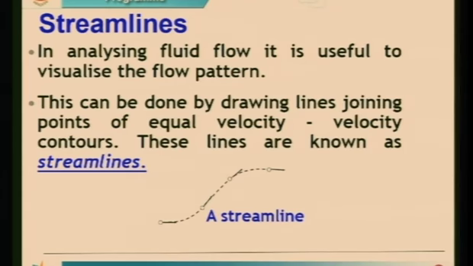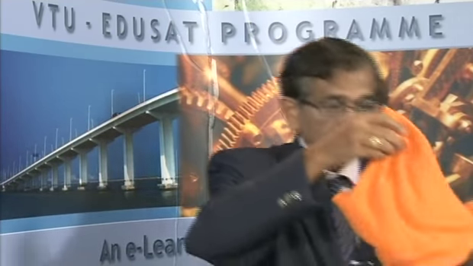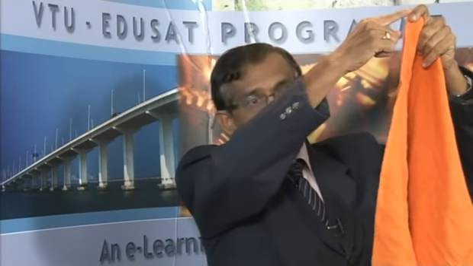Say I will take this example. For example, this is a cloth, and this velocity is the same, and here also velocity is the same, and here also velocity is the same. So, I will join the points here, here and here, and that becomes a streamline. It is the points of equal velocity that we call a streamline. We draw a tangent, we get the velocity everywhere. Is it okay?